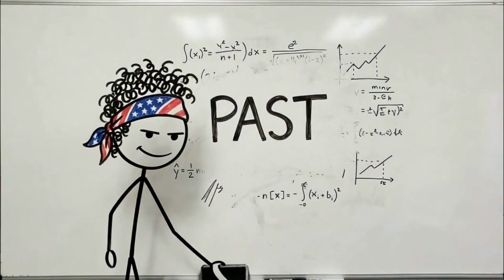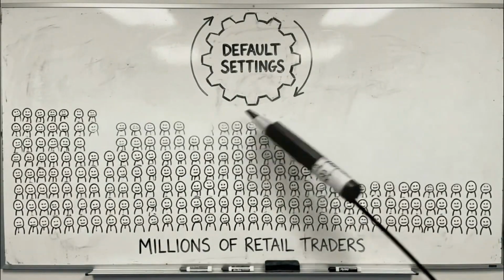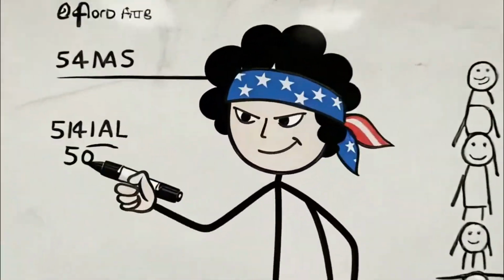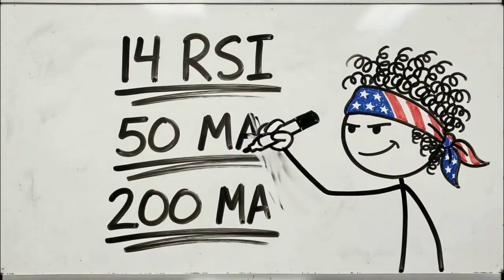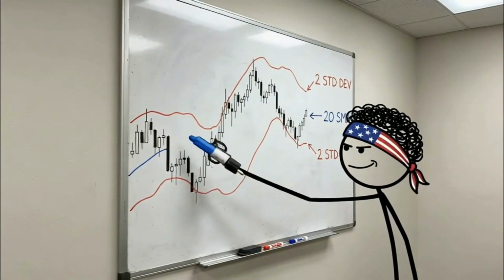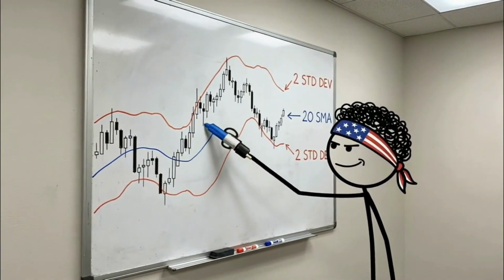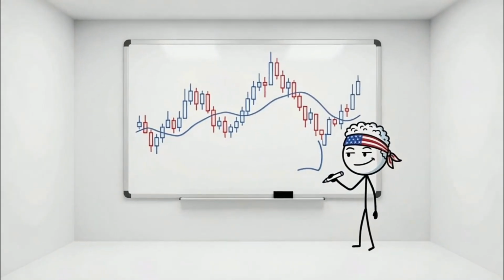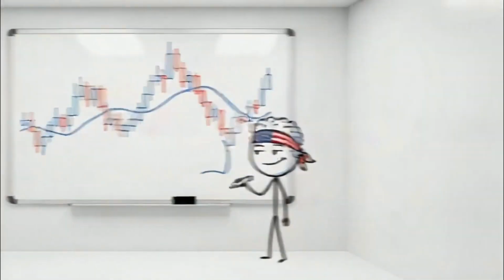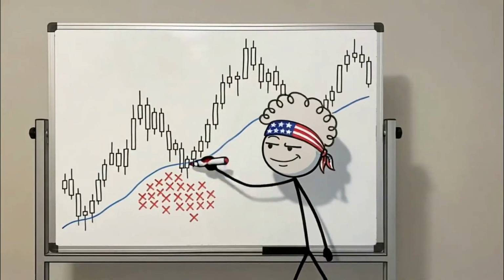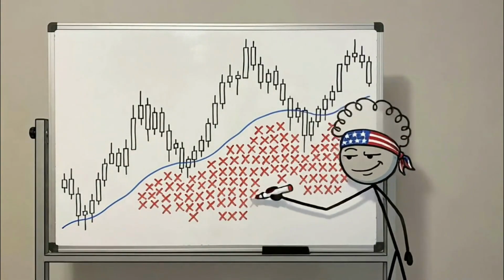It can only summarize the past, but the lag isn't even the worst part. Here's what makes it genuinely dangerous. Millions of retail traders use the same indicators with the same default settings. Same 14-period RSI, same 50 and 200-period moving averages, same Bollinger Bands with a 20-period simple moving average and 2 standard deviations. These are default settings. They ship with every platform, every course teaches them, and that means millions of traders are watching the same levels, getting the same signals, and placing entries and stops at the same price.